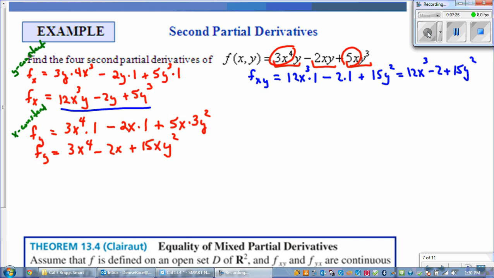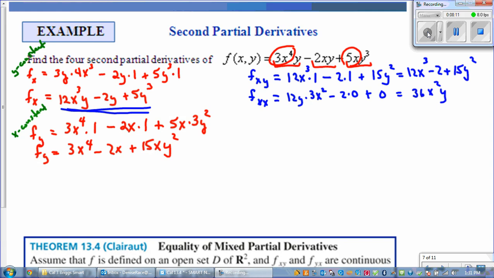Now let's take the partial of f sub x x. So we already took the partial with respect to x, and we'll do it again with respect to x. So now the constant is 12y times the derivative of x cubed is 3x squared, minus 2 times the derivative of y, which is just 0 since y is a constant. And then y is a constant, so that's 5 times the derivative of y cubed, which is 0 again. So that's the second derivative of f with respect to x, or f sub xx.